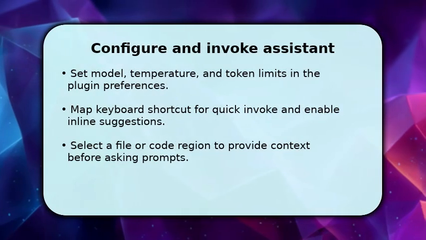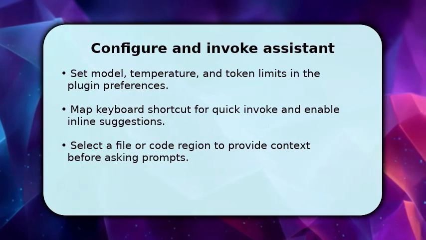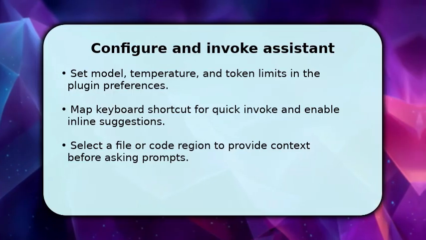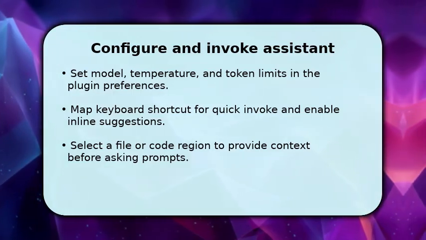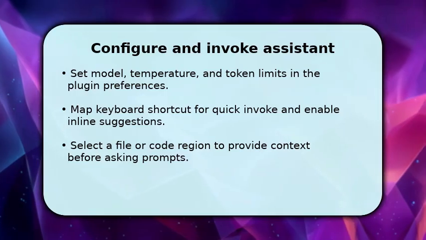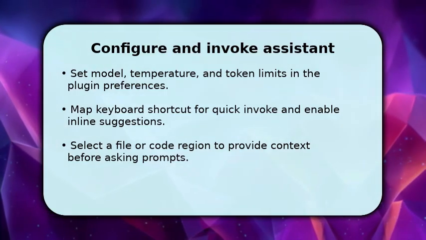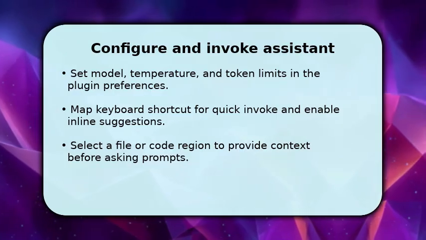Now configure model parameters and the invocation flow. In plugin preferences, set model choice, temperature, and token limits to balance creativity and reliability. Once done, map a convenient shortcut for quick calls and enable inline suggestions so completions appear as you type.